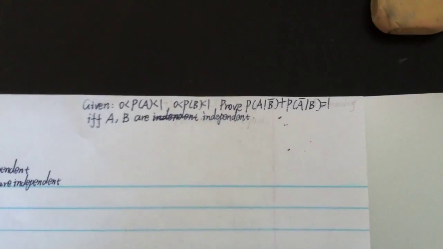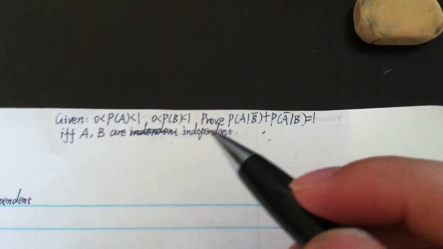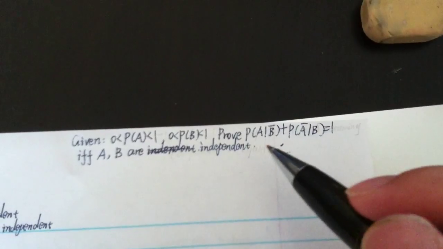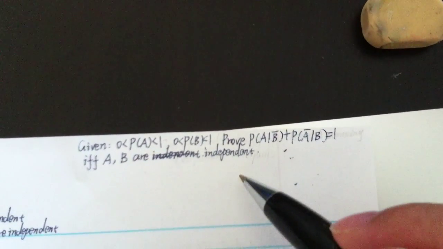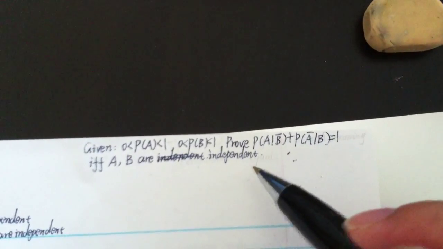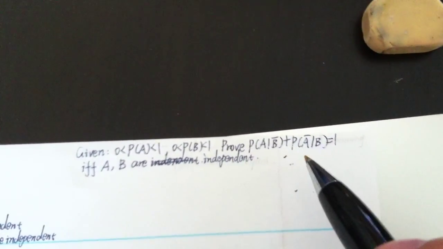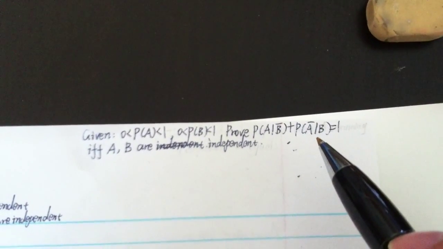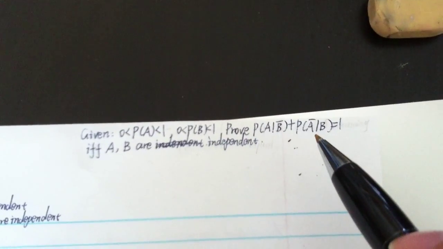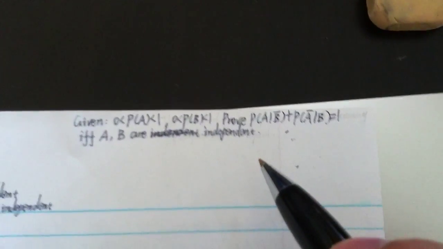Here's question 1 of the homework. From this question, we should do two things. One is to prove A and B are independent through this function. The last is to prove this function through A and B being independent. Now let's begin the first thing: prove this function through A and B being independent.